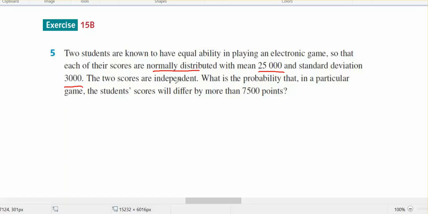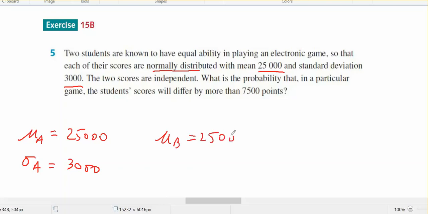Beautiful. Because they're independent, I can say that the mean of student A will be 25,000 and the standard deviation of A is 3,000, and the mean of B is 25,000 and the standard deviation of B is 3,000, because they have equal ability. So they'll have equal performance and equal variation. What's the probability in a particular game the students will differ by more than 7,500?